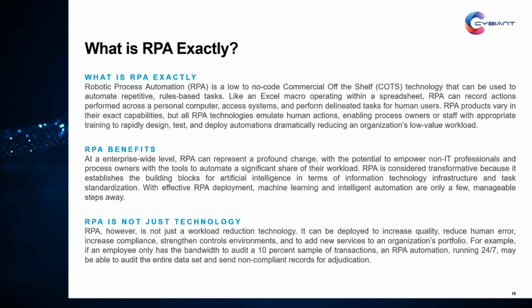Okay. For example, let's say in audit, an employee has the bandwidth to audit 10% of the transactions in a set time. But with RPA automation, it can do the same task, running 24/7, day and night nonstop, and complete 100% of the transactions. And if it is designed that way, it can also find the non-compliant records and file them for investigation.